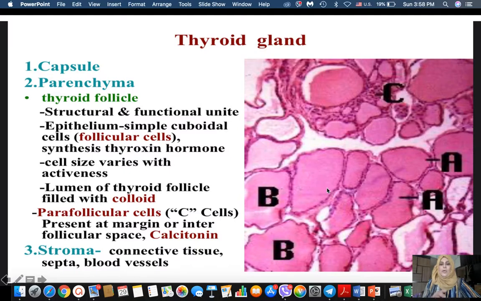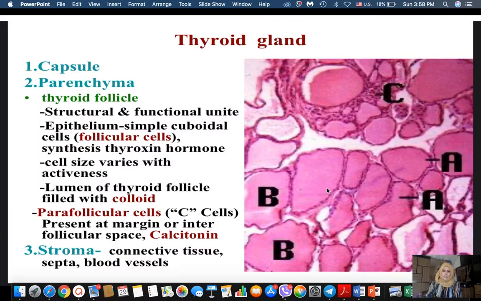طبعا each colloid is efficient for us, يعني يكفينا أسابيع. يعني هذا الهرمونز اللي موجودة تكون بس يكون bounded to thyroglobulin protein in order to inactivate it. When it is released from it, it will become activated in the body.